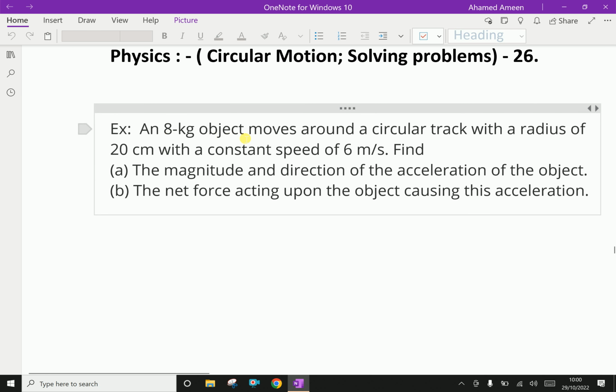An 8 kg object moves around a circular trough with a radius of 20 cm with a constant speed of 6 meter per second. Find the magnitude and direction of the acceleration of the object. The second one, the net force acting upon the object causing this acceleration. Here, mass is 8 kg and it revolves around a circular track of radius 20 cm, with a constant speed of 6 meter per second.